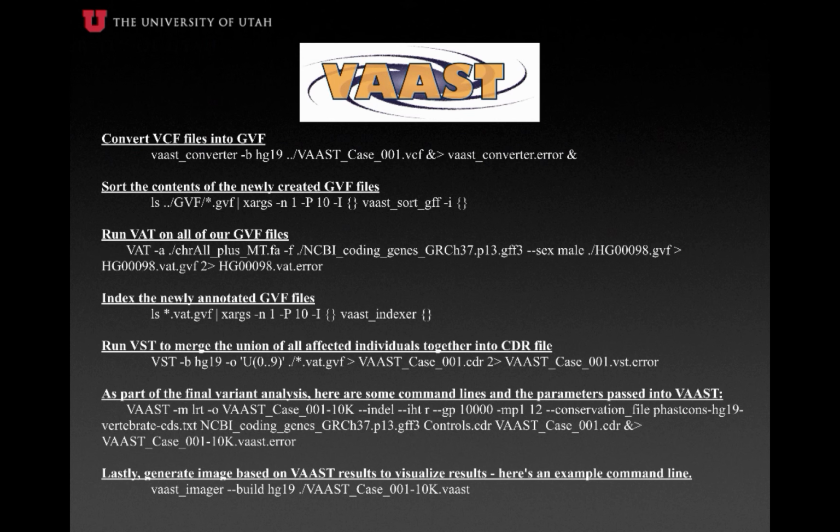So as the first step, we converted the VCF file to GVF format. We then sorted the contents of the file as required by VAST. Next, we ran the VAST annotation tool on each of our GVF files. I've shown only one here, but we did it for all 10 of our sample cases. Next, we indexed each of the files and then merged them together into one condenser file.